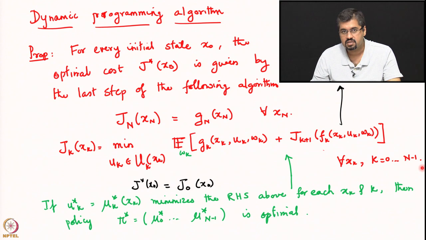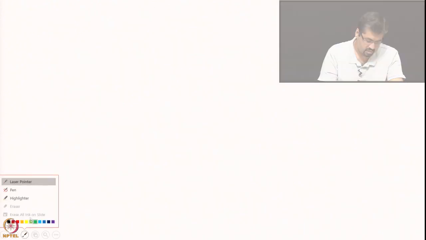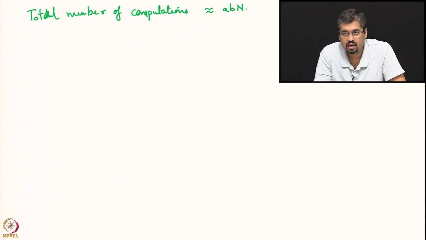And there are n stages, so the total number of computations that we need becomes roughly a times b times n times some constants. I am ignoring all the trailing constants here, but this tells you what the total number of computations is roughly going to scale like. It scales as the number of actions times the number of states times the number of stages.